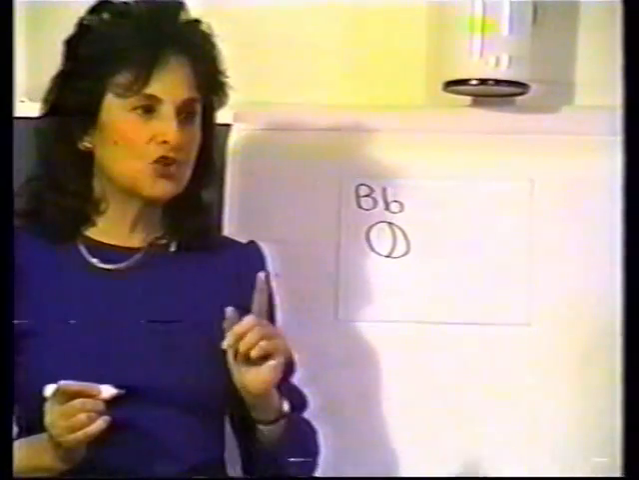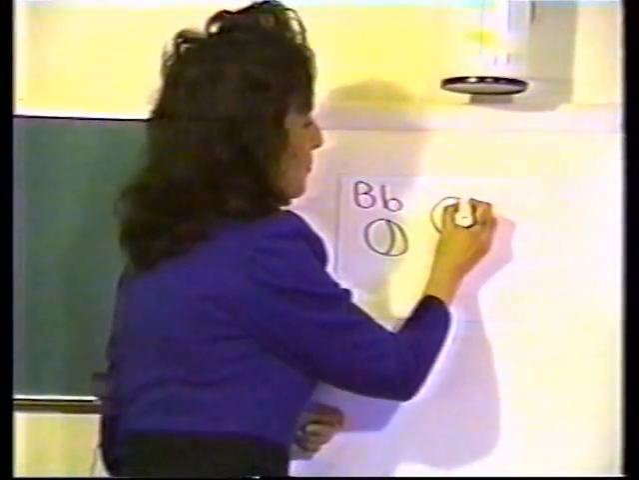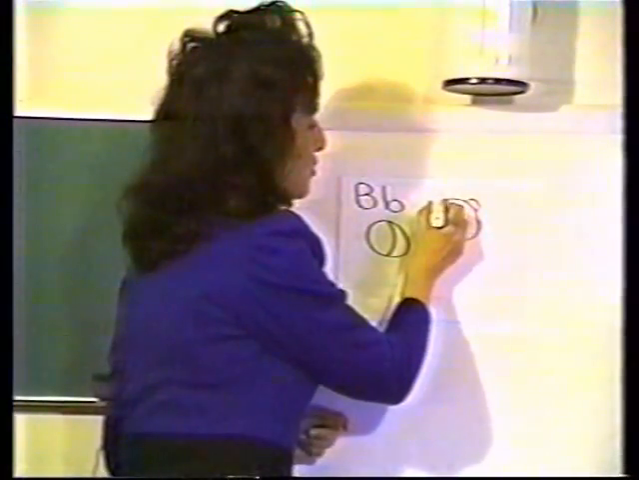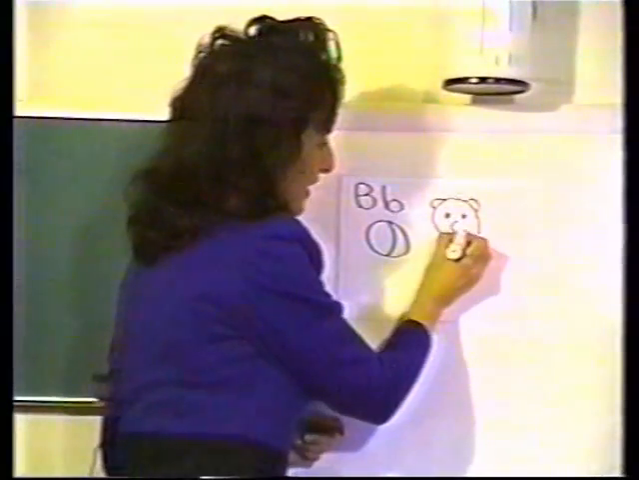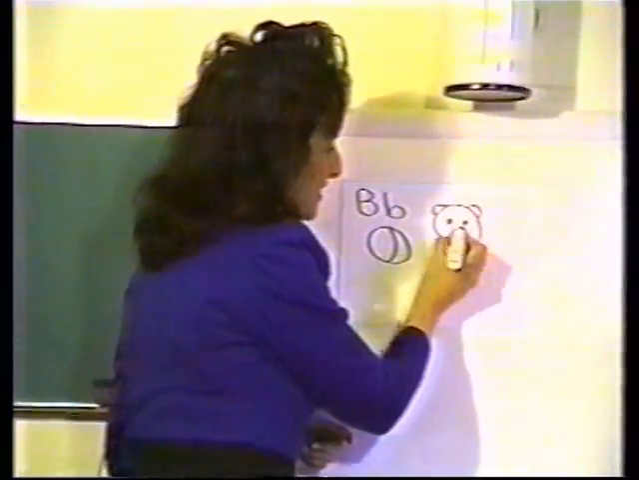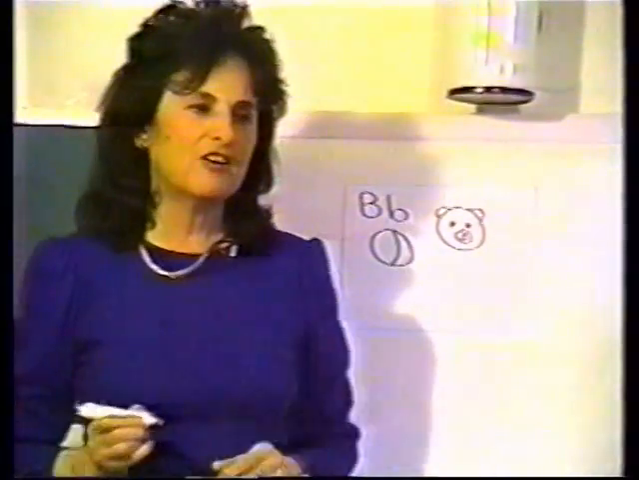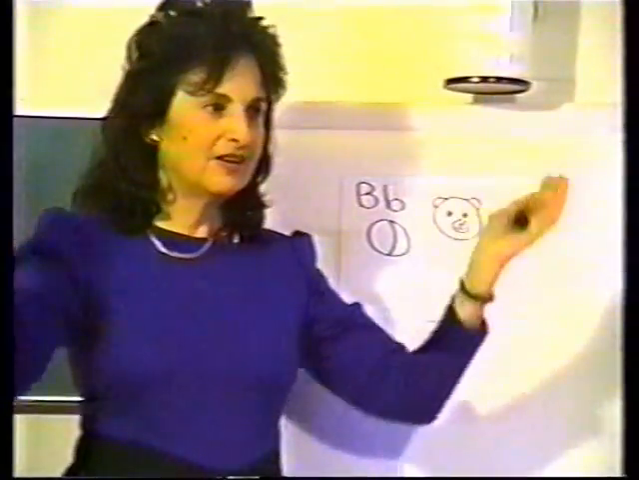If you go into the woods, you might come across a growling, grizzly bear. All right, make a circle. Put a half circle here for an ear, half circle here for an ear. Make two eyes. Make a circle here. There's his nose. Make a straight line, and there's his mouth. Say bear. Bear.